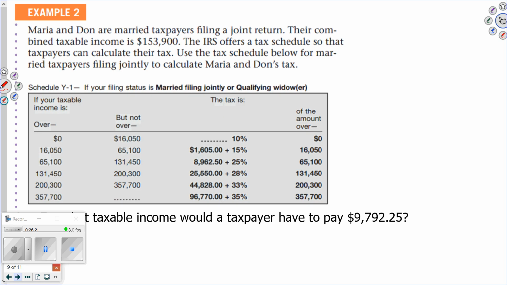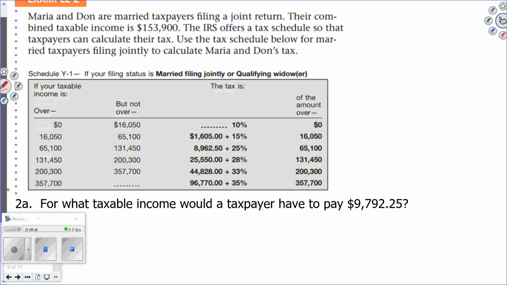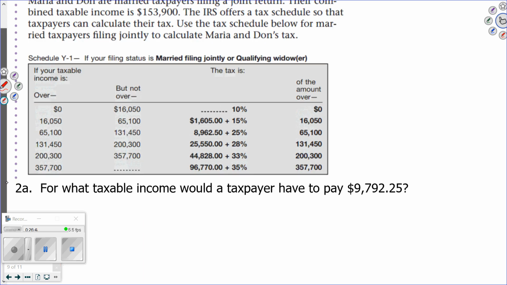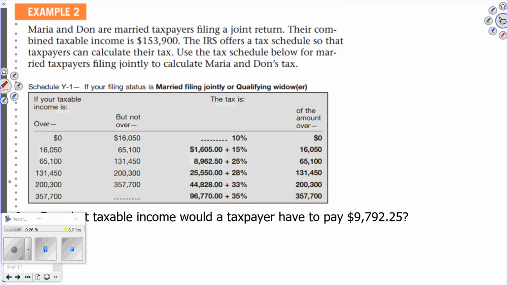All right, Maria and Don are married taxpayers filing a joint return. Their combined taxable income is $153,900. The IRS offers a tax schedule so that taxpayers can calculate their tax. Use the tax schedule below for married taxpayers filing jointly to calculate Maria and Don's tax. So instead of using the table like we did, sometimes they give you something that looks like this, which is called a tax schedule. So they make $153,900.